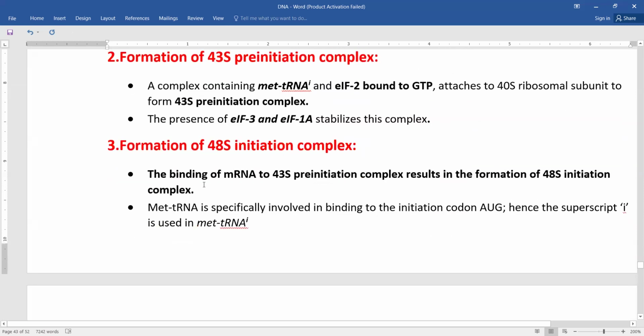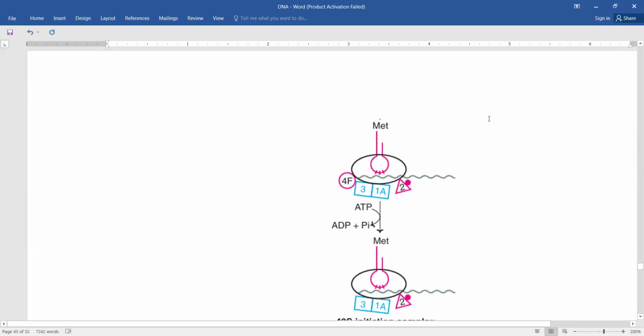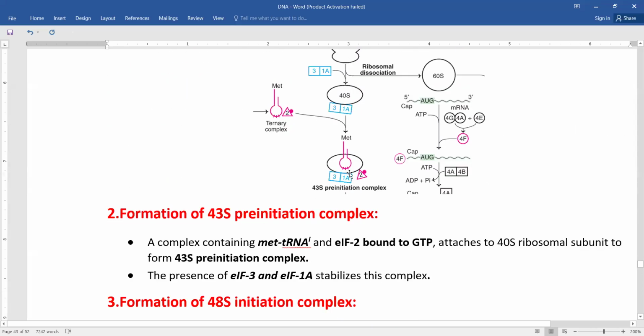Okay, now formation of the 48S initiation complex from the 43S pre-initiation complex. The binding of mRNA to the 43S pre-initiation complex results in the formation of the 48S initiation complex. So what we have here is this 43S pre-initiation complex, and this is the small subunit of the ribosome.